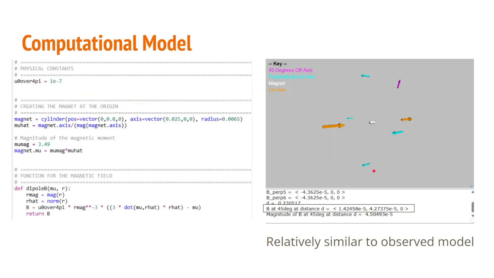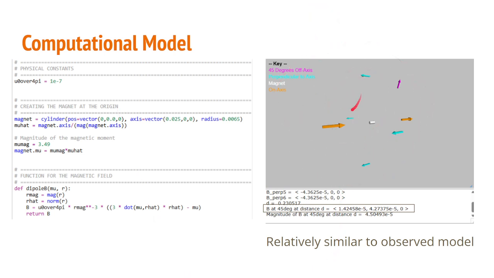Now the computational model. In the computational model, we just stated the universal constant, the magnitude we found earlier, and the dipole magnitude. And here we're just putting in the B equation so we can figure out the magnetic dipole. Then there's code later on that I haven't included in this slide that helps us visualize this.